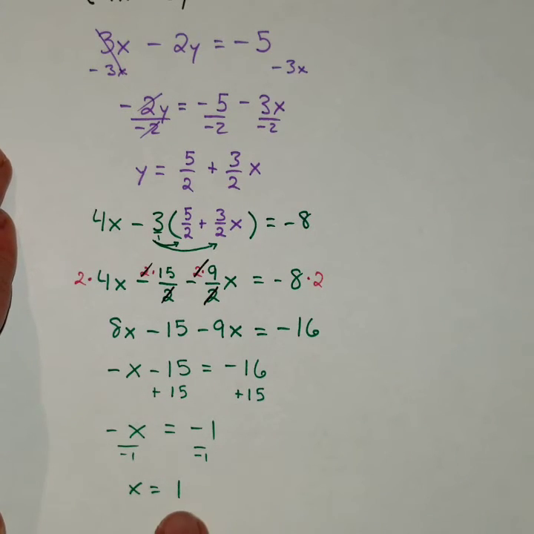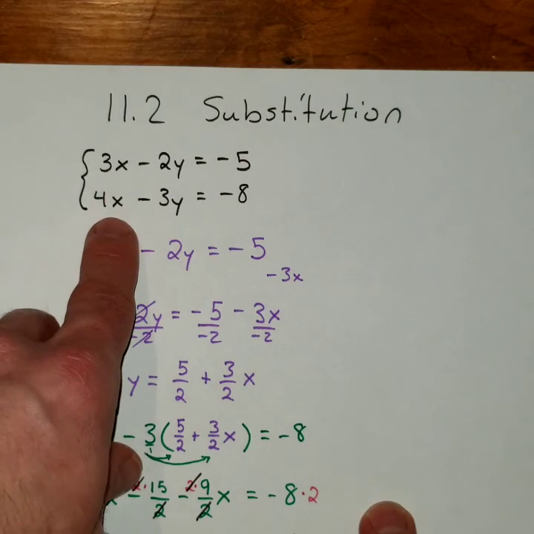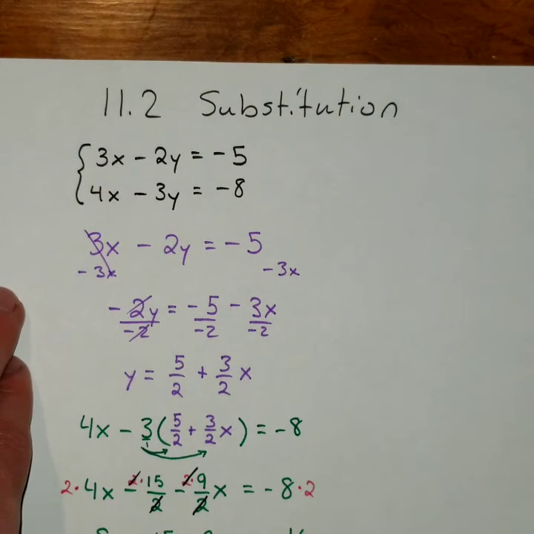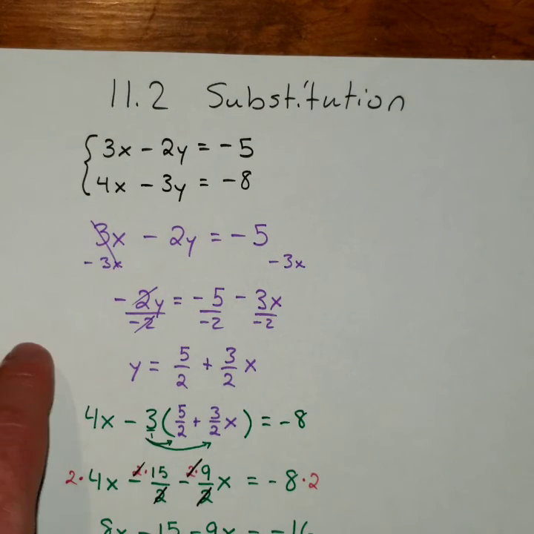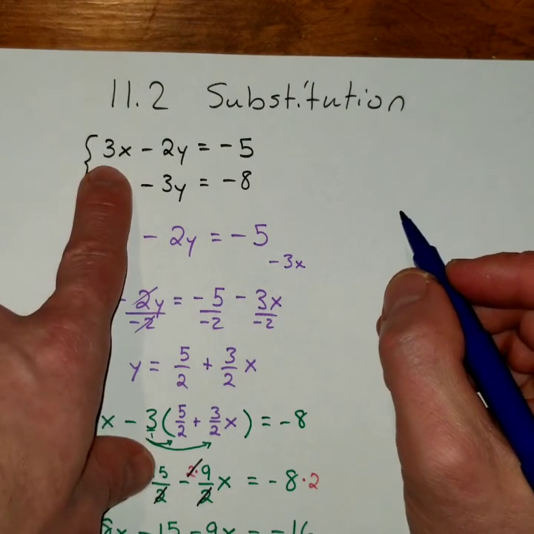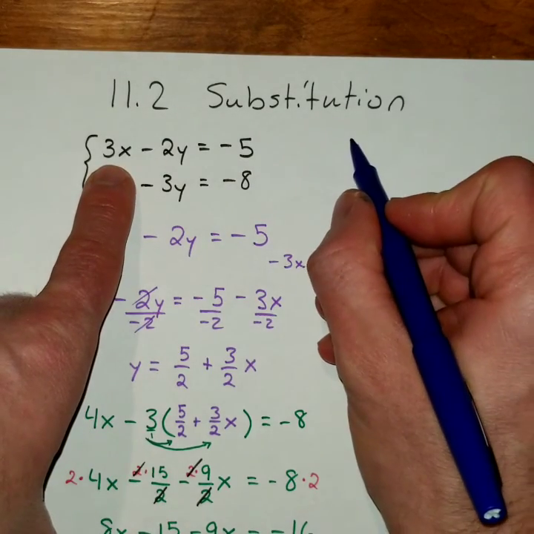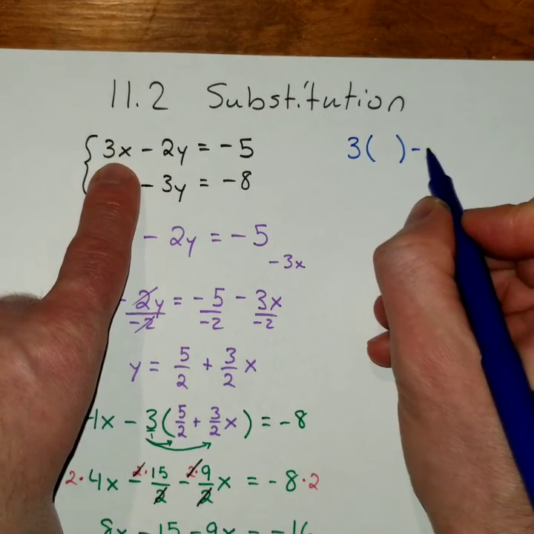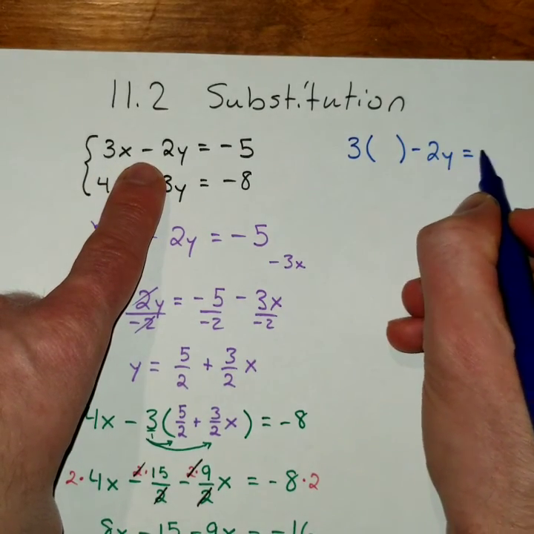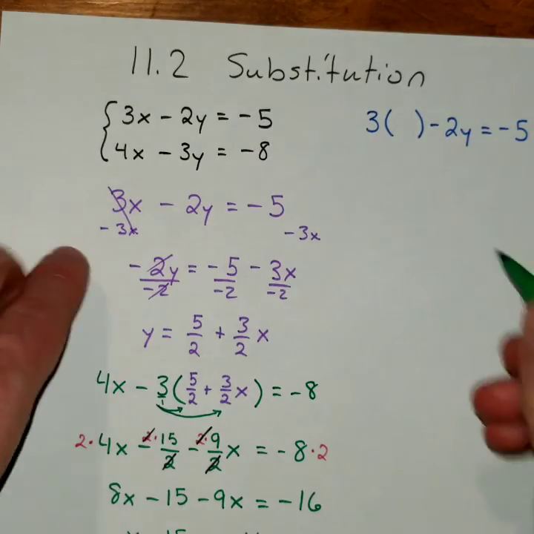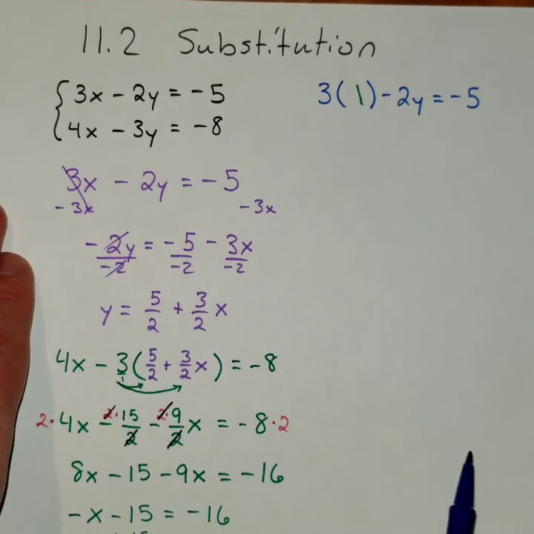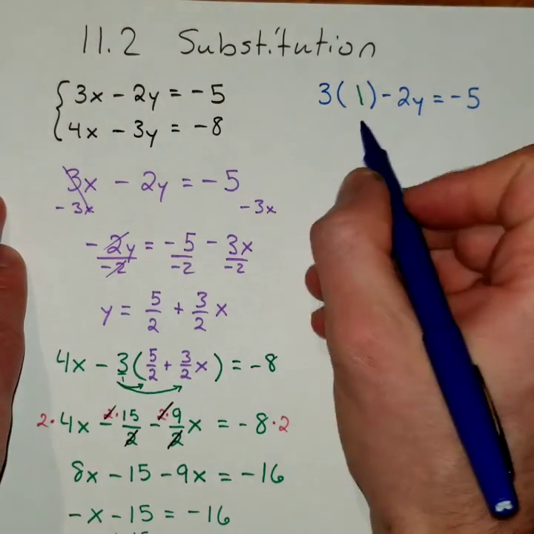And so now, remember, we need the y value. So I take that 1, substitute it back into one of the original two equations, and solve for y. So I'll do that next. We'll take the 1. I'll just go to the top equation just because the numbers are smaller, but I don't really have a preference there other than that. 3 times the x minus 2y equals negative 5. The x becomes the 1. And then we just simplify and solve.